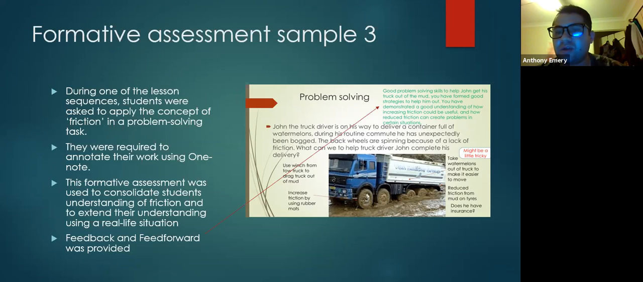At the top here we have the feedback that I provided them. Just one sample of the feedback I provided them, and there's another way I consolidated their understanding or extended their understanding of how friction can be an advantage or disadvantage in some different circumstances.